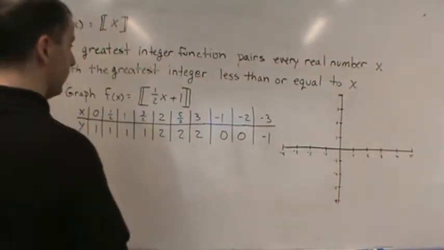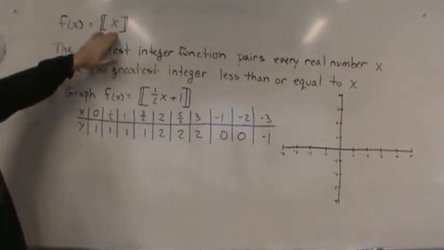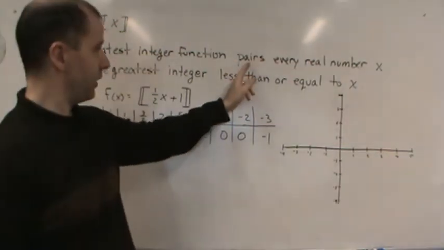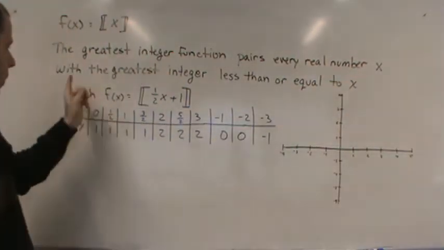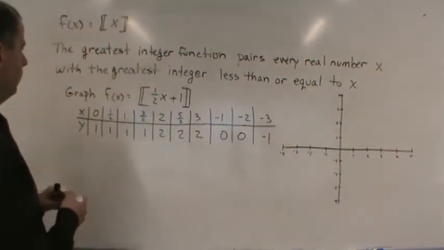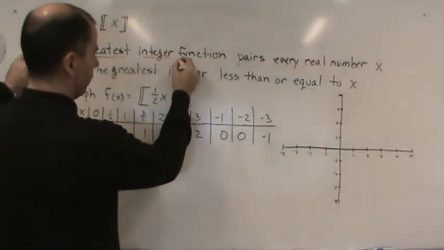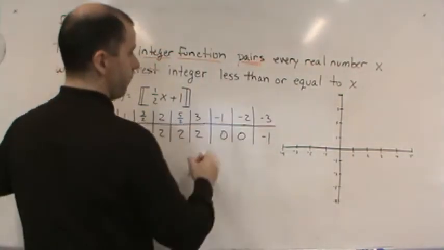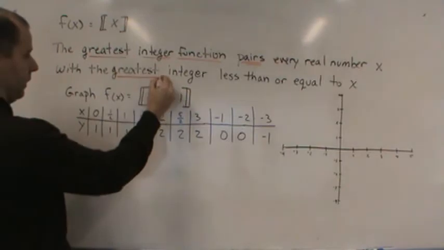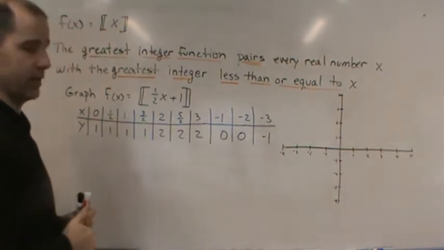So here's, again, the definition. The greatest integer function, f of x, given by this symbol, pairs every real number x with the greatest integer that is less than or equal to x. Okay, so let's say that again. The greatest integer function pairs every real number x with the greatest integer that is less than or equal to x. Okay, so that's what it does.